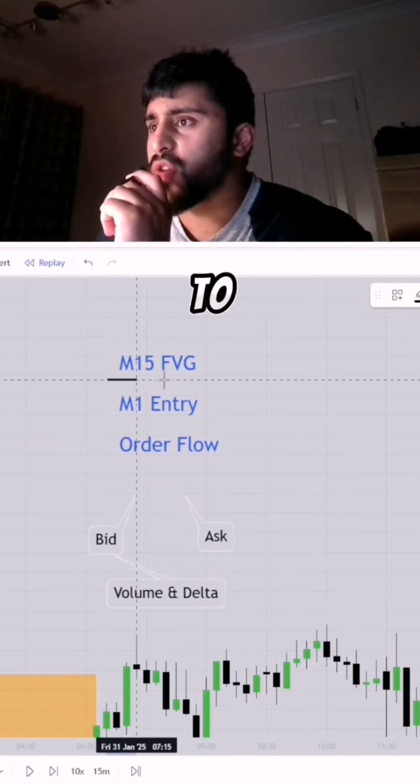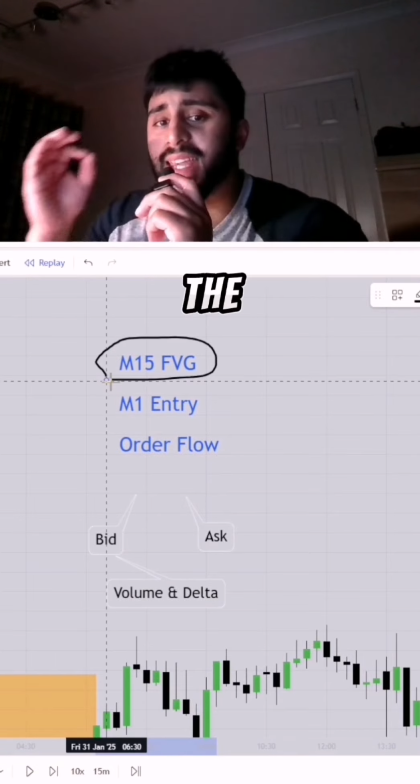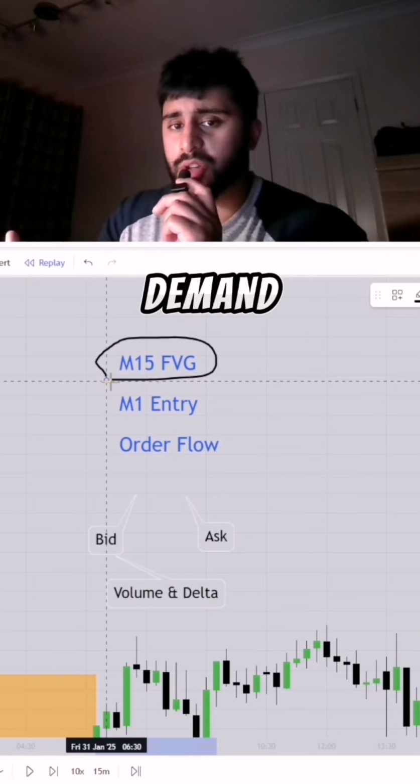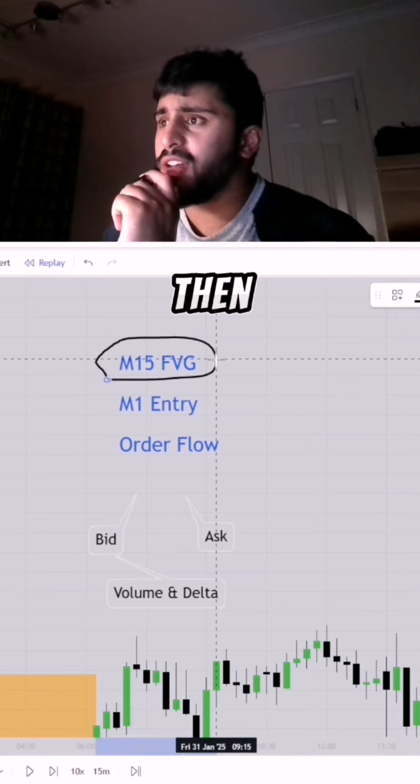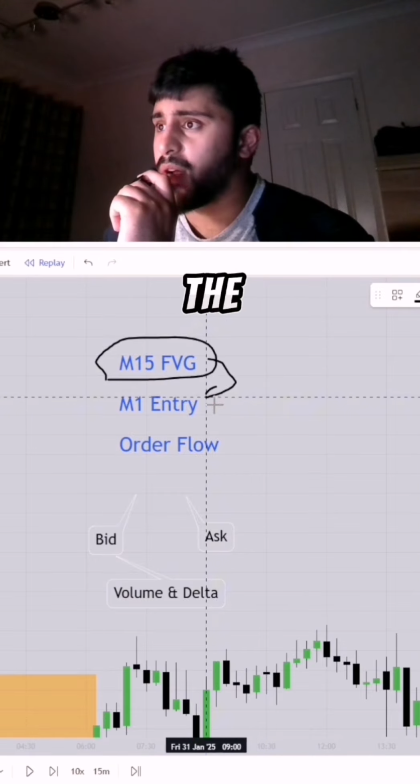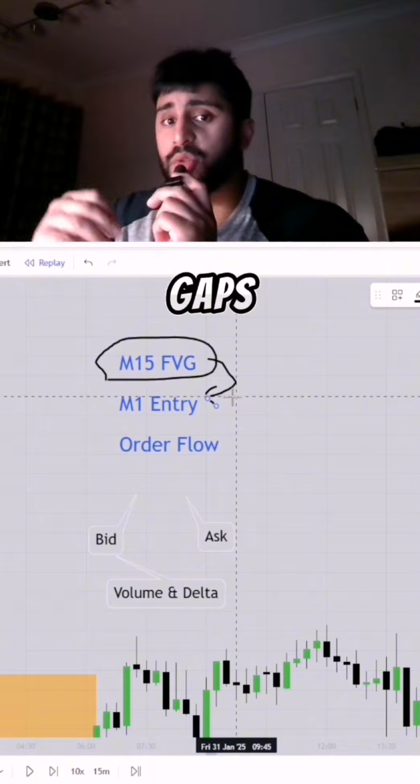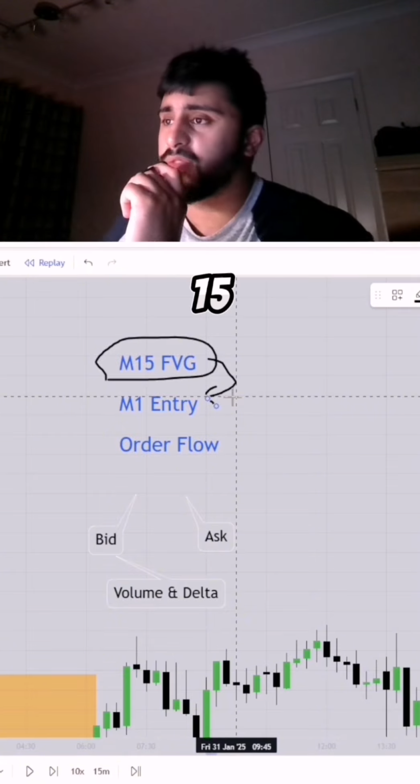The most important thing is to trade off a 15-minute fair value gap. This is the key level, and this is the supply or demand zone you are going to be taking trades from. Then you have to wait for the price to come into the 1 minute on the 15-minute fair value gap. So you're waiting for a 1 minute entry inside of the 15-minute fair value gap.